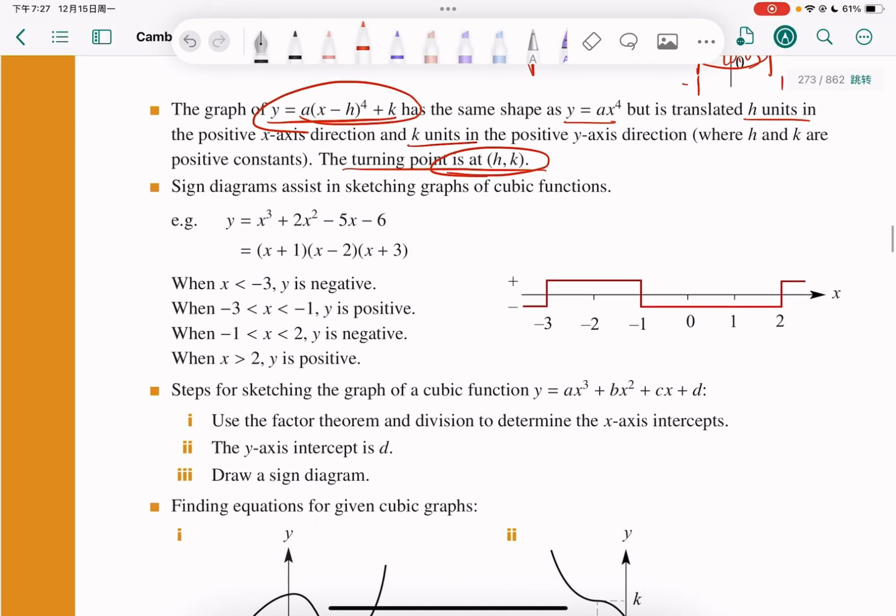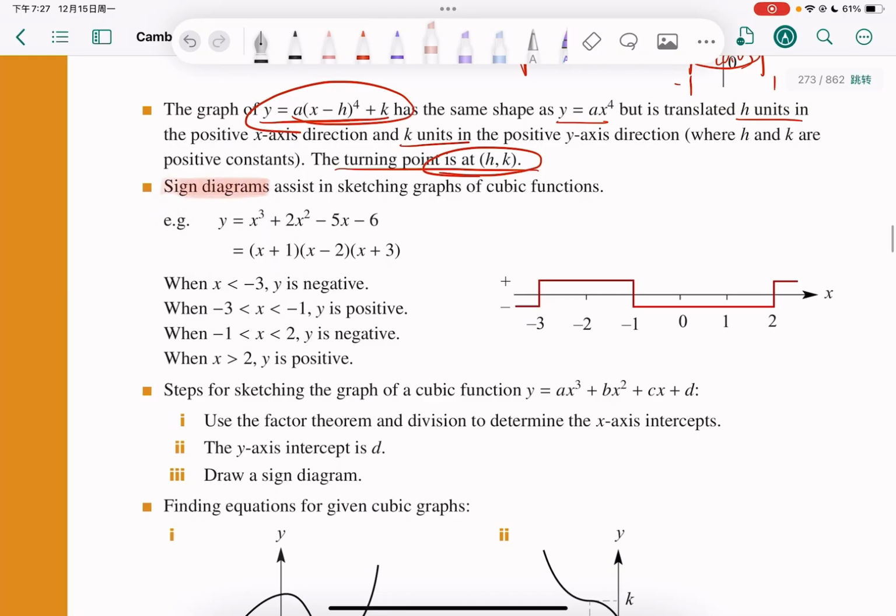So a sign diagram. This is very interesting. A sign diagram doesn't show any shape, but only the sign, positive or negative, positive up, negative down the x-axis. So it only shows the sign and the intersections.